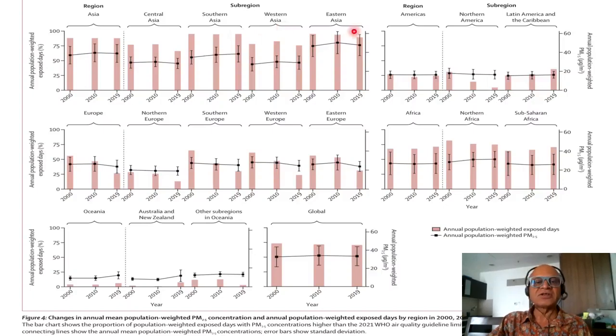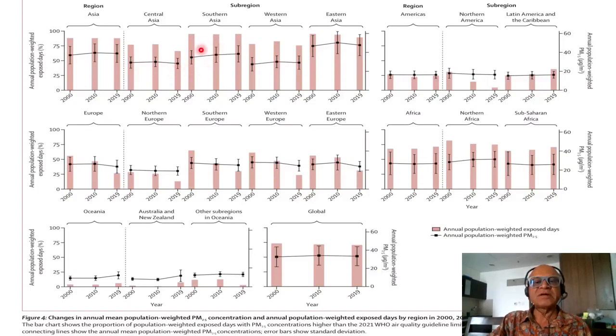So you are looking here at various regions: Asia, Central Asia, Southern Asia, Western Asia and Eastern Asia, and you can see the annual population weighted exposed days in terms of percentage from 2000 to 2019. Overall, Asia hasn't changed that much. The slight dip in 2019 compared to 2010 is probably within the uncertainties. Remember, these are interpolated, extrapolated, gridded products produced from a small amount of actual data. Central Asia is lower than overall Asia and may have taken a little dip by 2019.